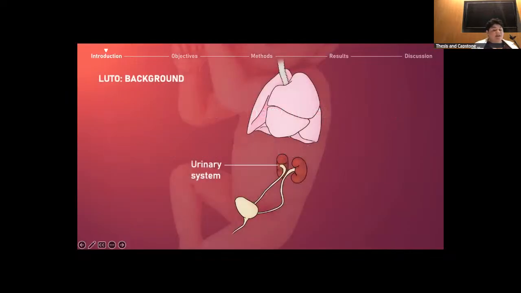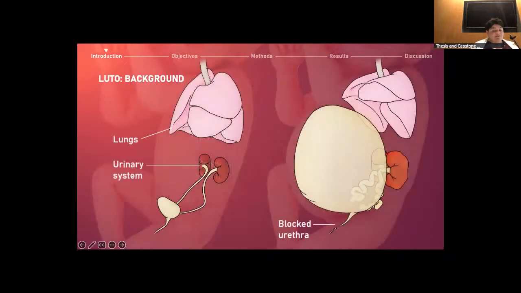LUTO is a fetal condition typically diagnosed around the 20-week anatomy scan, and it primarily affects the urinary system, but has secondary impacts on the lungs. The condition is caused by a blockage in the urethra, which leads to urine retention in the bladder. This causes the ureters to dilate and damages the kidneys.